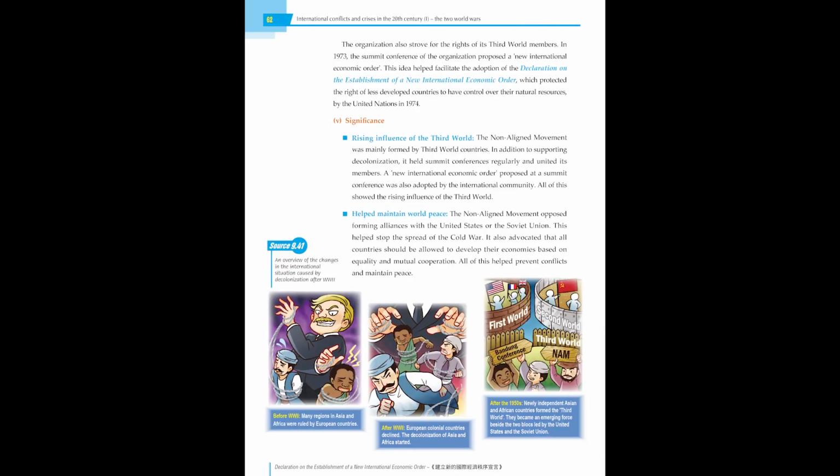The organization also strove for the rights of its Third World members. In 1973, the Summit Conference of the organization proposed a new international economic order. This idea helped facilitate the adoption of the Declaration on the Establishment of a New International Economic Order, which protected the right of less developed countries to have control over their natural resources, by the United Nations in 1974.